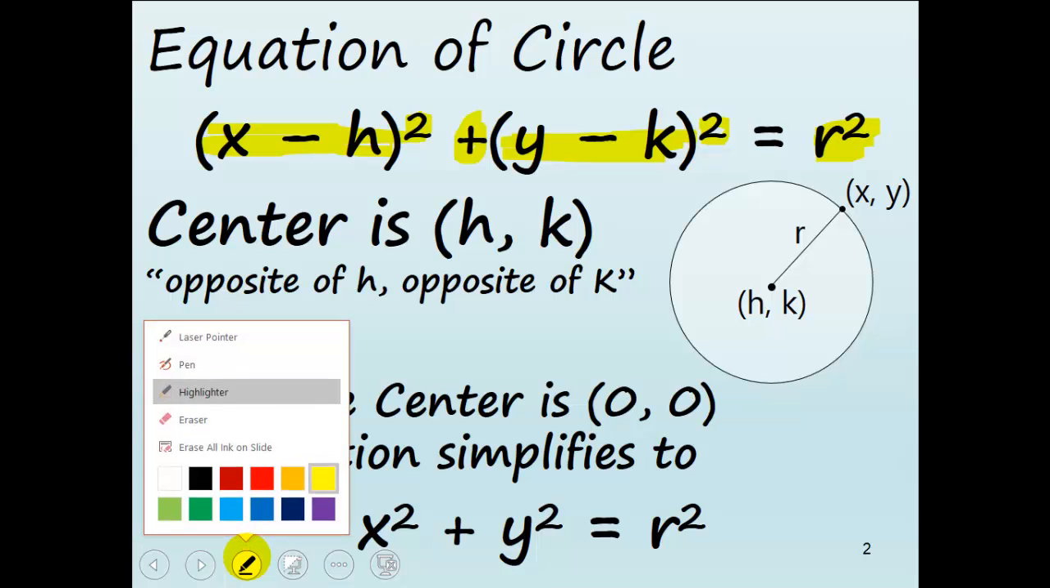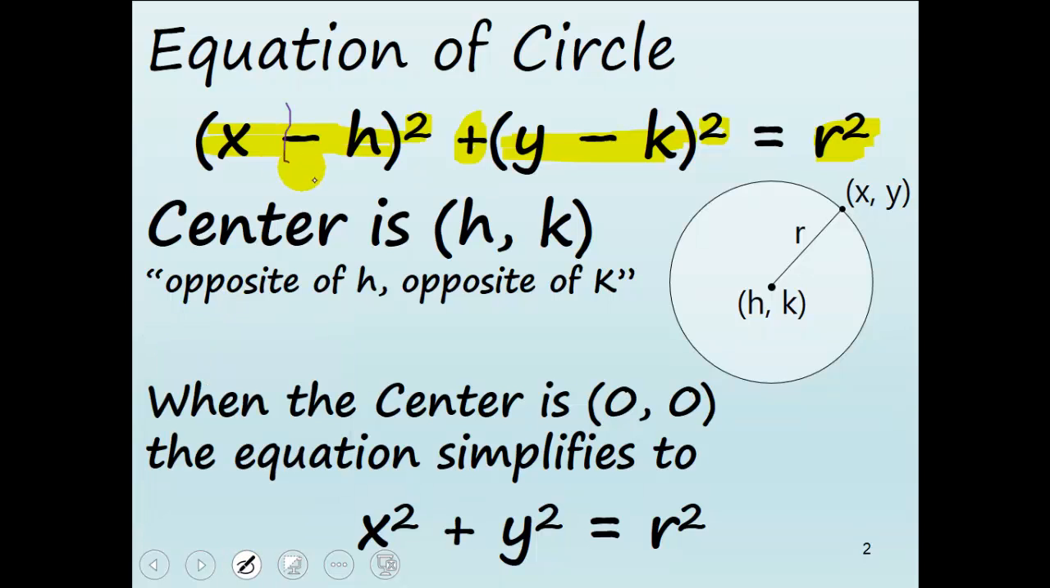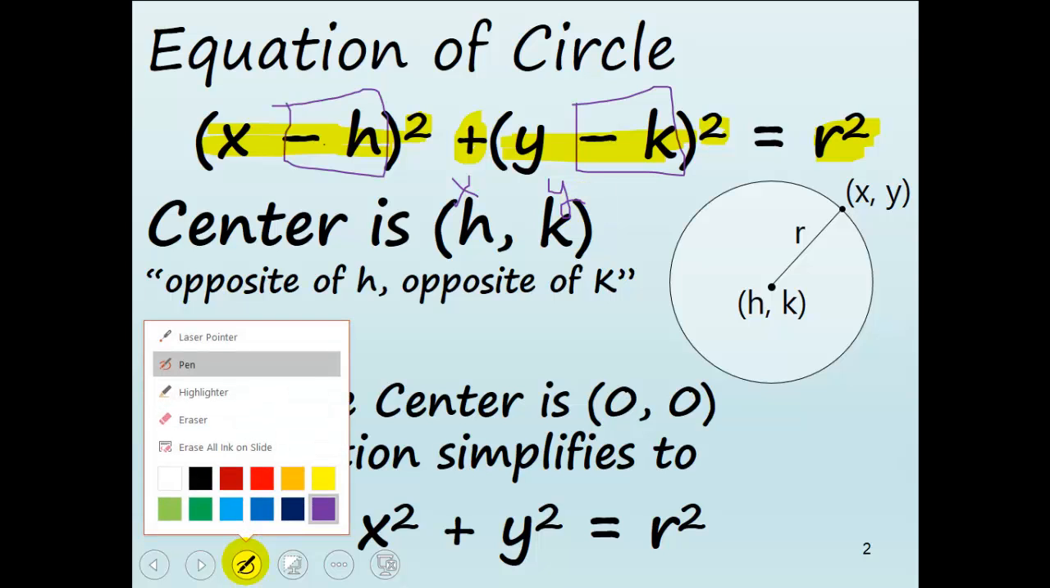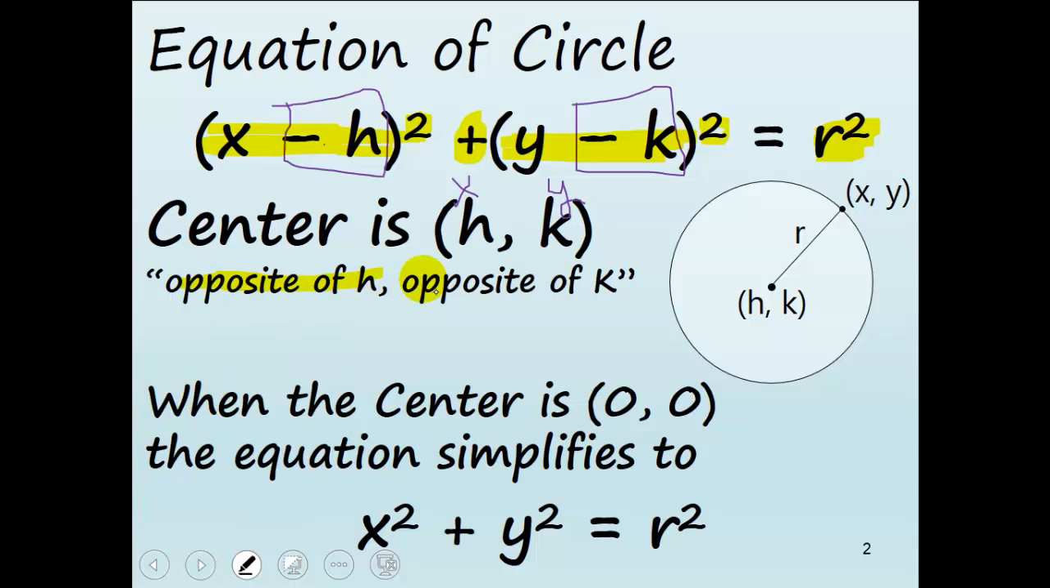Because there is a minus sign here, the center is the opposite sign of this number inside with x. That's my h, that's my x coordinate. And then the opposite sign of k, and that's my y coordinate. So you have to remember it's the opposite of h, the opposite of k. It's the same reason that whenever it's inside a parenthesis, it's going to move in the opposite direction, because we actually set it equal to 0 to find out what that is. So it's the opposite of h, the opposite of k.